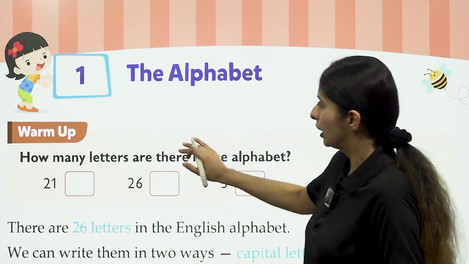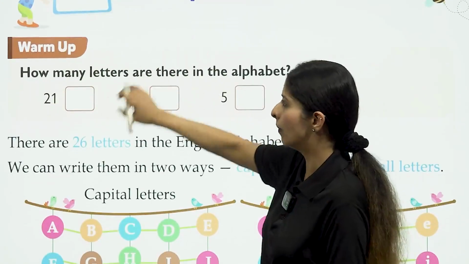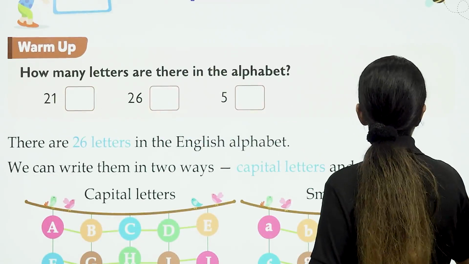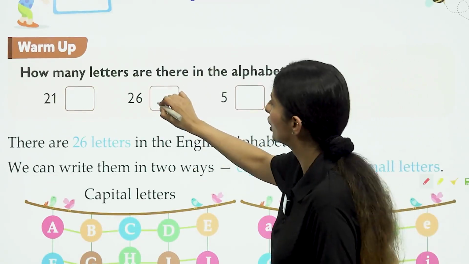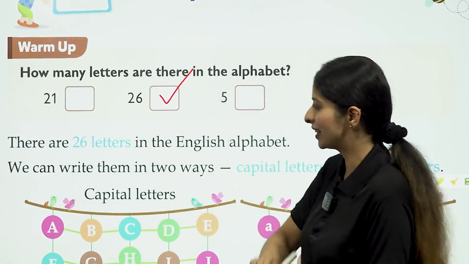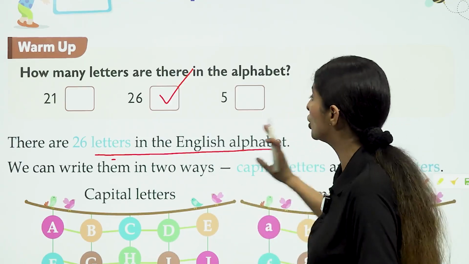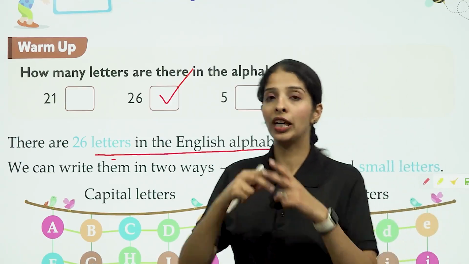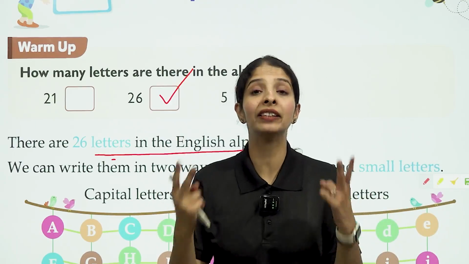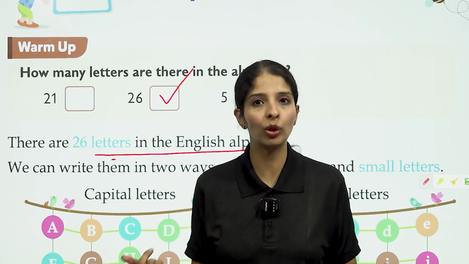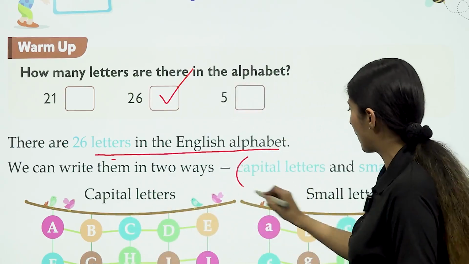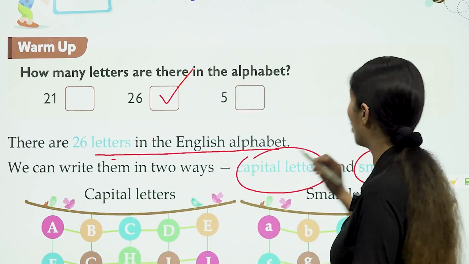So, if you look here, there is a warm-up. How many letters are there in the alphabet? You will tick 26. There are 26 letters in the English alphabet. Now, there are two ways to write these letters. Which two ways? Capital letters and small letters.